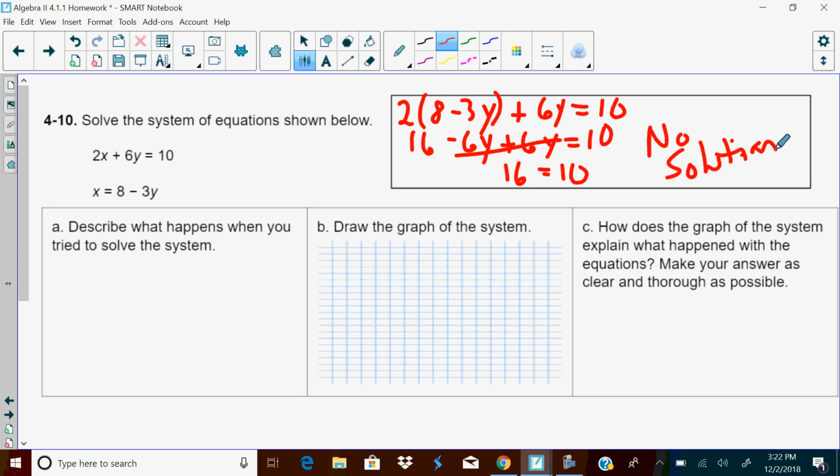Then part A, describe what happens when you try to solve the system. The y's canceled, so there was no solution.